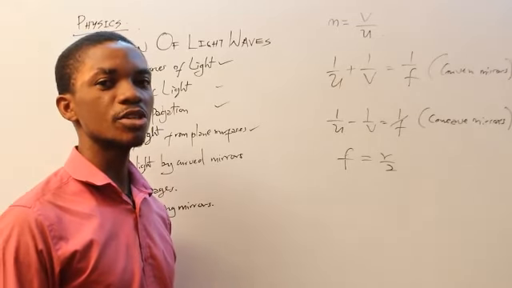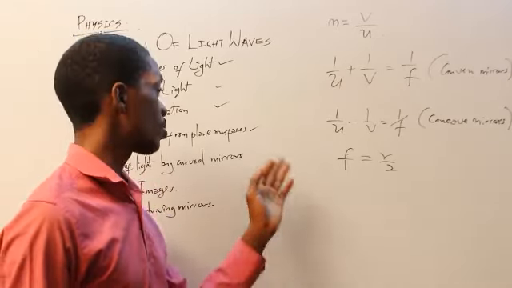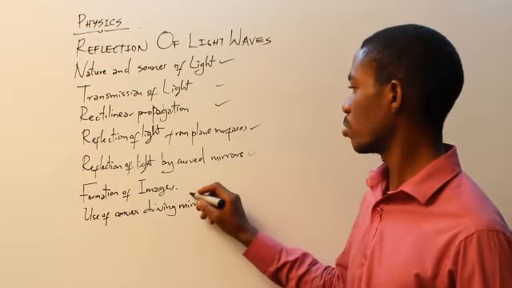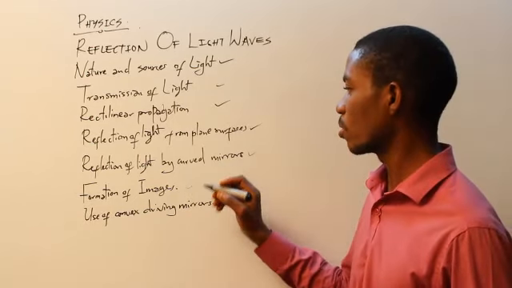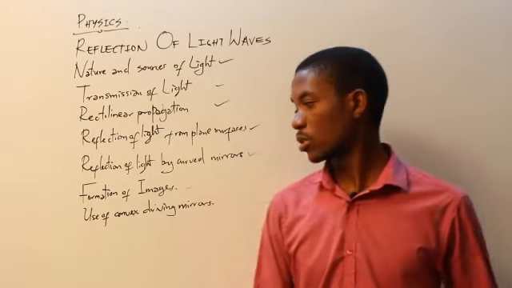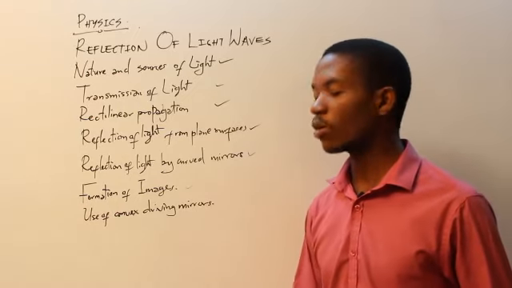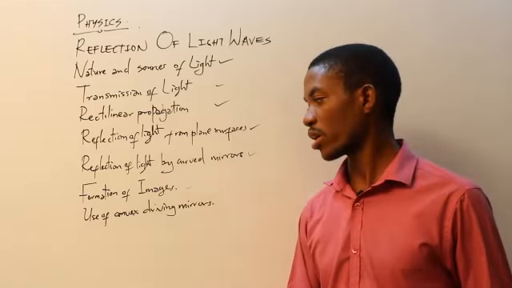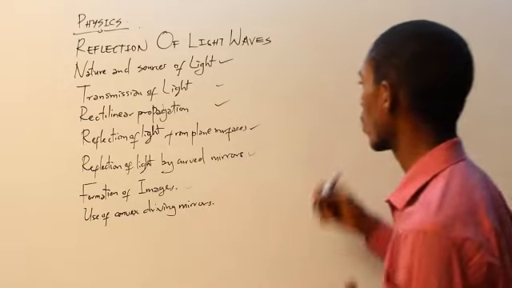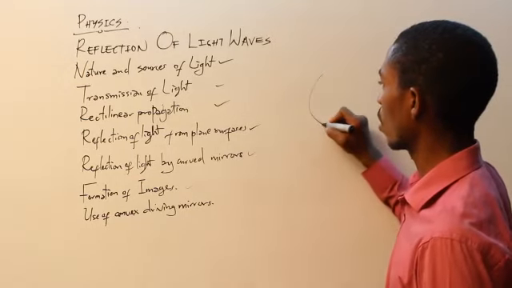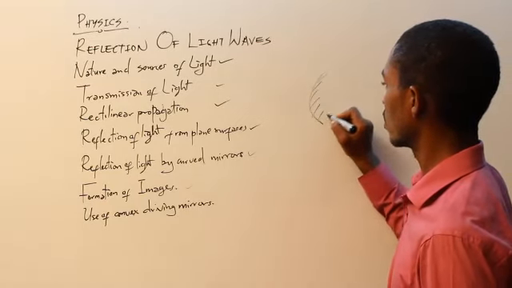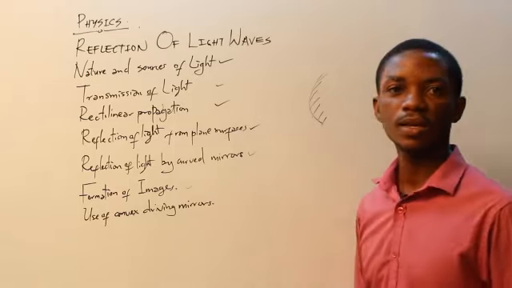So if you are just given the radius of curvature of the mirror, you can as well go talking about reflection of light by curved mirrors, and carry along the formation of images while doing that. So what's the use of convex mirrors as driving mirrors? The other time I was explaining how convex mirrors work.